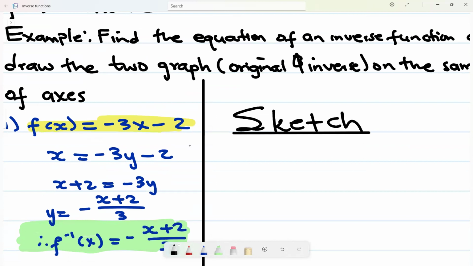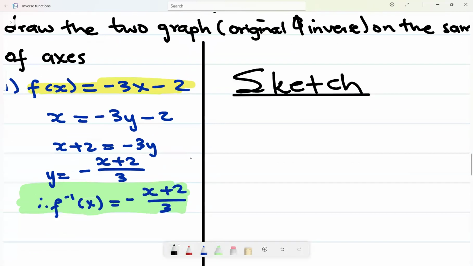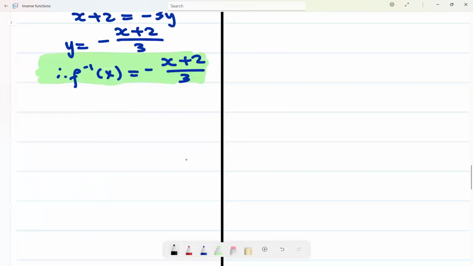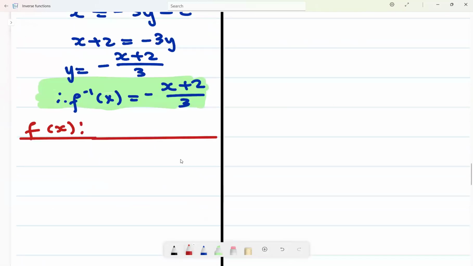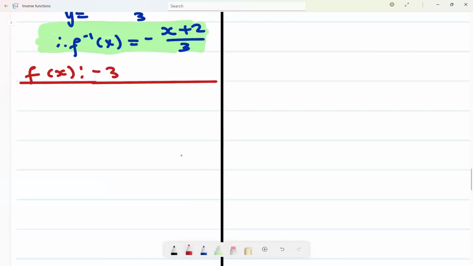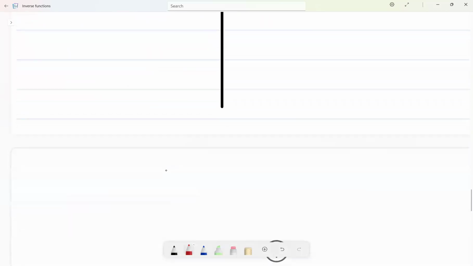But remember, what do you need to sketch? You only need a few things, such as the y-intercept as well as the x-intercept. Now we're going to say, for f of x, that is the equation of negative 3x minus 2, we need to find the y-intercept as well as its x-intercept.